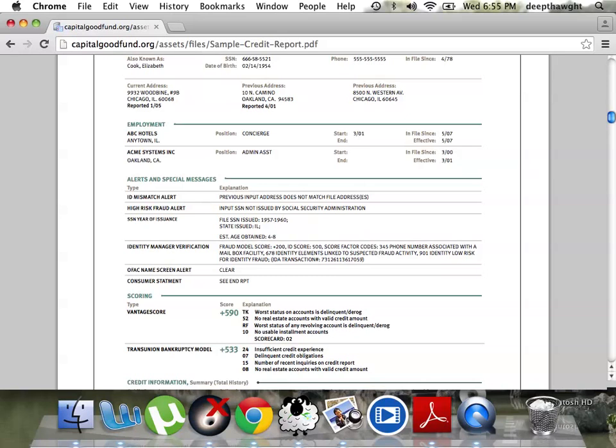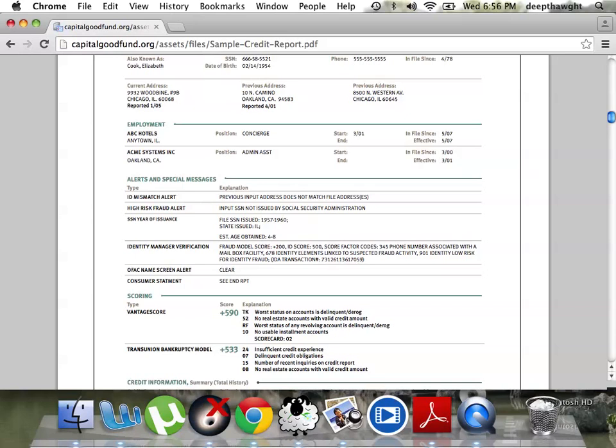Now, Identity Manager Verification, which is right here under this box, and I'm just going to go down this report. Fraud model score, 200 plus 200, ID score 500. Score factor codes: 345, phone number associated with a mailbox facility. 678, identity elements linked to suspected fraud activity. 901, identity low risk for identity fraud.